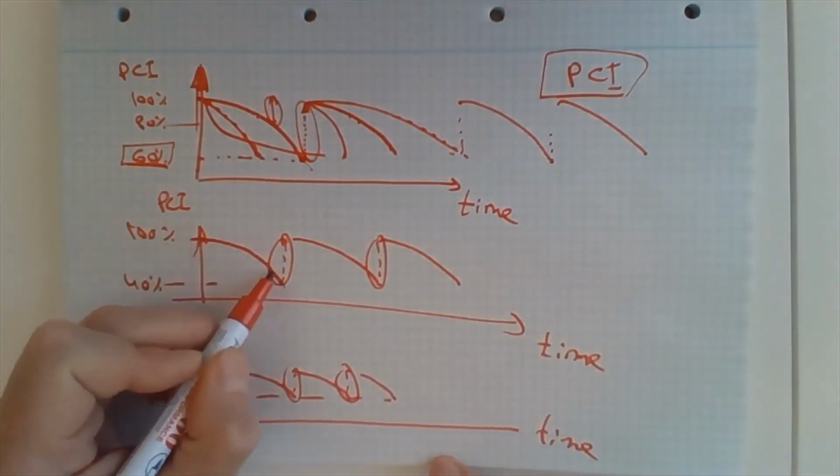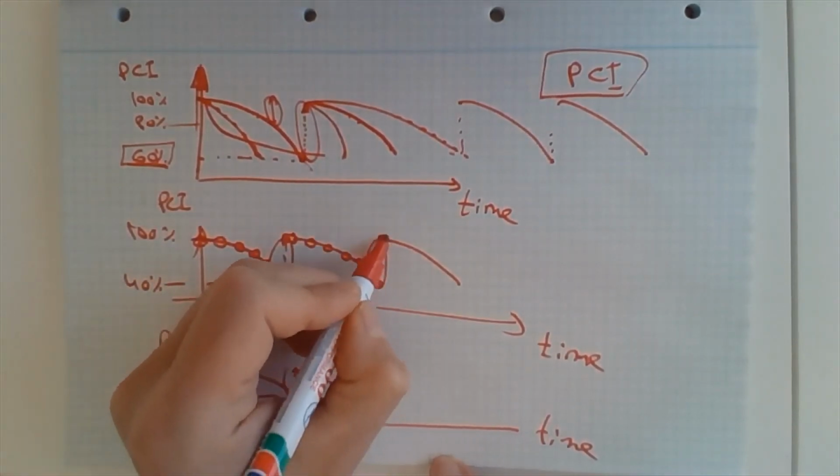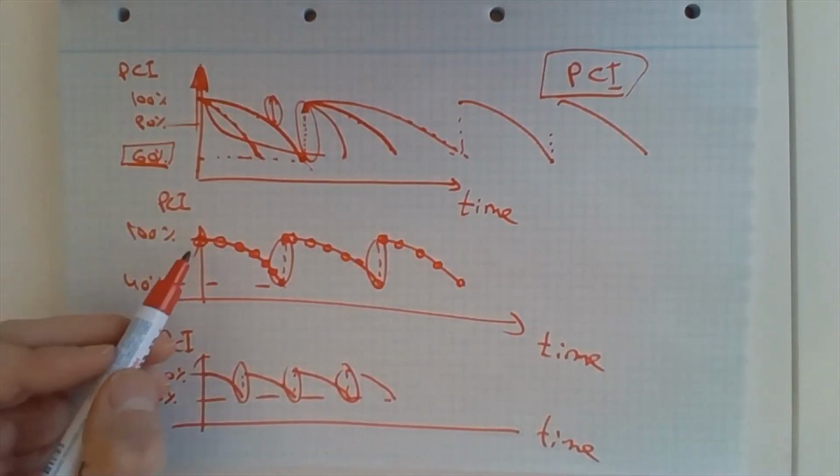So I really drew continuous lines, but in fact the surveying intervals are not continuous. Today the technology is giving us points along this curve.